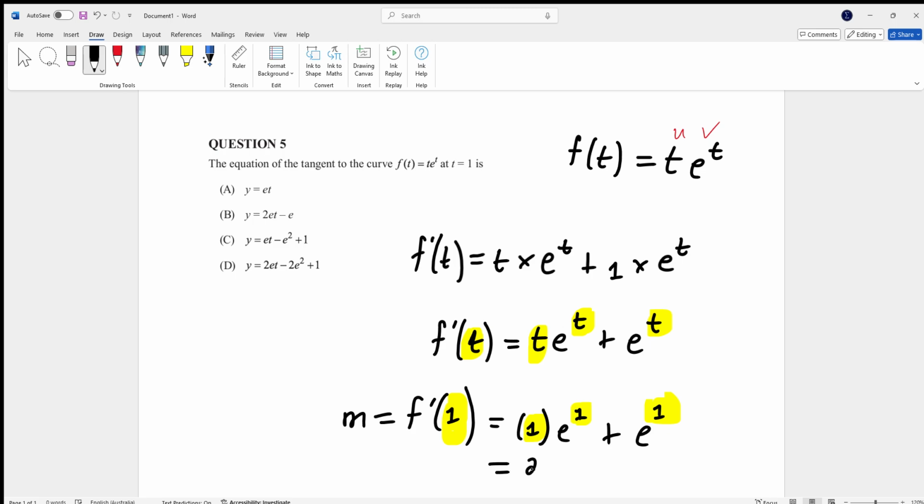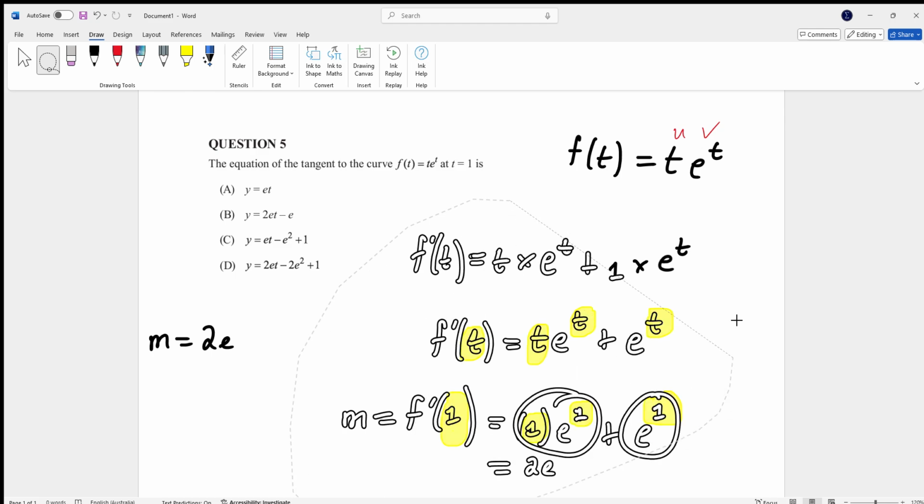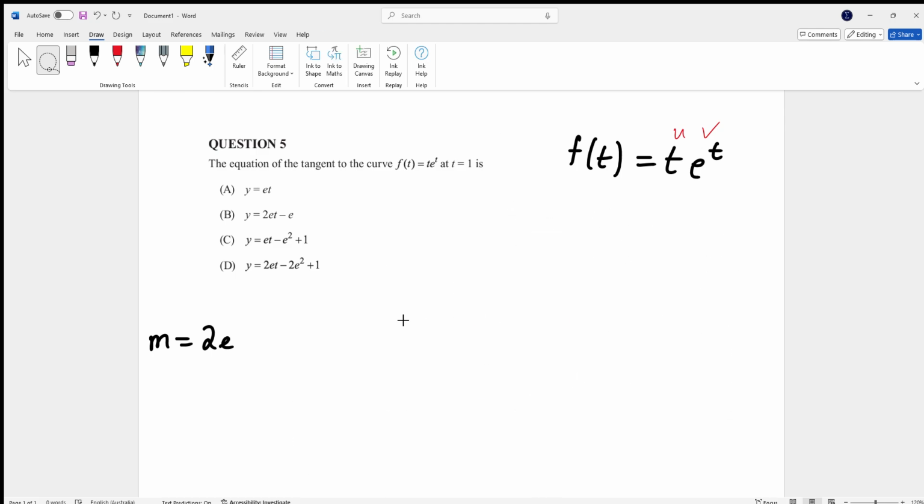Now, where I got 2e from, you have an e here and you have an e here. Therefore, you have two of them. Therefore, it's 2e. So my gradient of my tangent line is 2e. Now, why is that important for us? Well, for starters, if you're guessing, that eliminates some options. So here, the only lines with gradients of, remember, it's got to look something like this, your m is 2e. There's only two lines here that work. These are the two lines here.